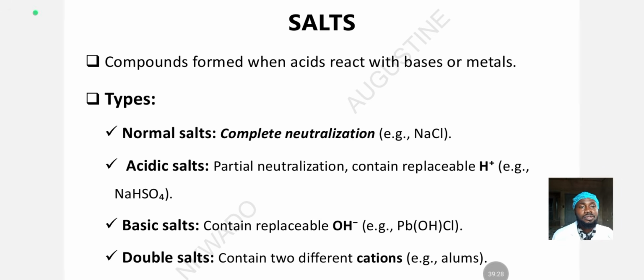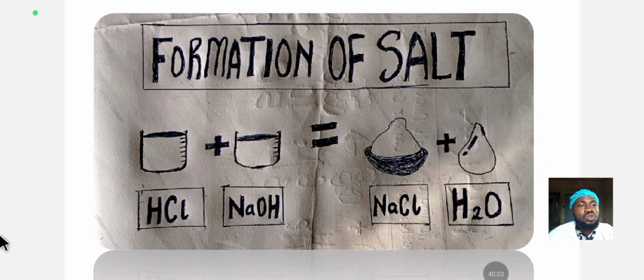They contain complex ions. So complex salt is formed when more than 2 metals react with an acid. That's how complex salt is formed. Most complex salts are not formed from neutralization reaction. Most complex salts are formed when acid reacts with metal. Now let's look at the diagram of neutralization reaction.